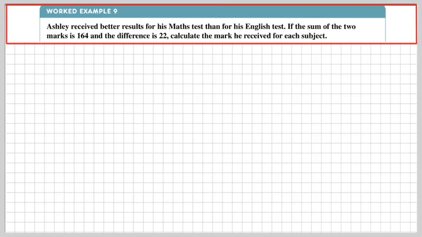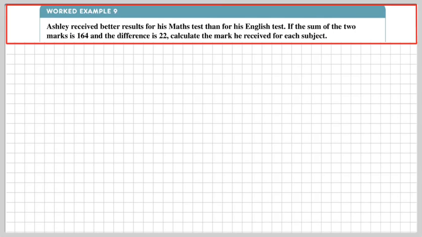Now, what do we got here? Let's have a look. Ashley received better results for his maths test than for his English test. If the sum of the two marks is 164 and the difference is 22, calculate the mark he received for each subject. All right, now, listen to Wolfman, my children. What do you do first? You reread the question. Okay, I get the deal. He's doing better in his maths than he got for his English test. And the sum of the marks for the two tests is 164, and the difference is 22.